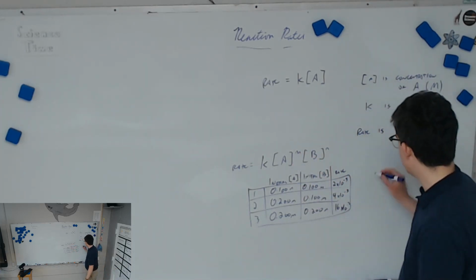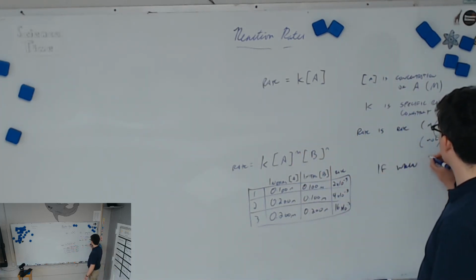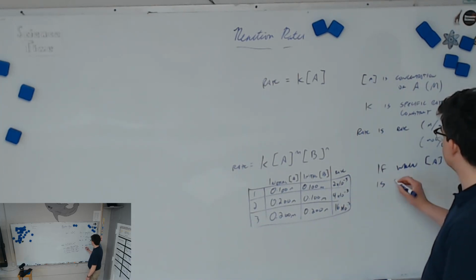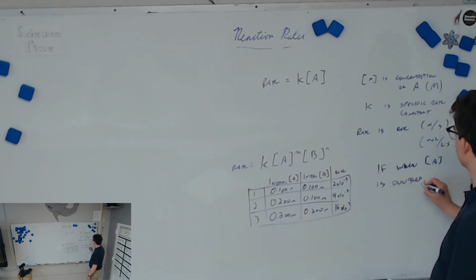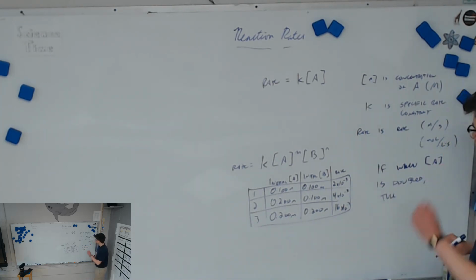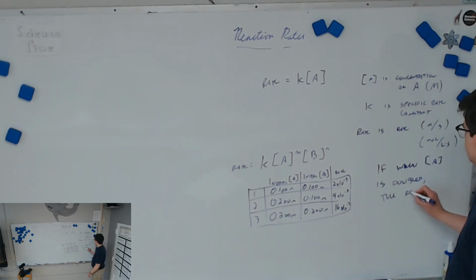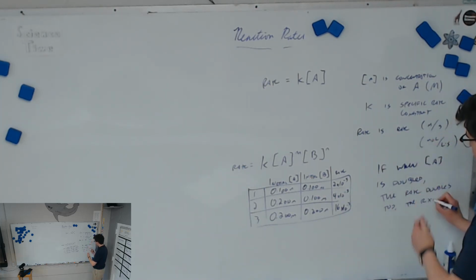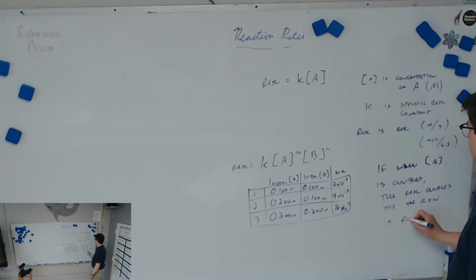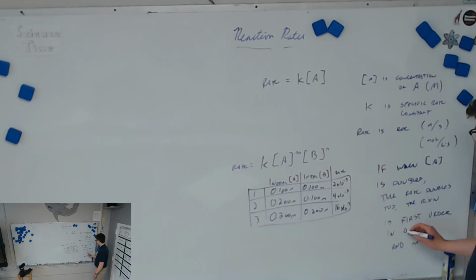Let's write that down. If when the concentration of A is doubled, the rate doubles too, the reaction is said to be first order in A, and m equals 1. Sorry, am I right? Yeah.